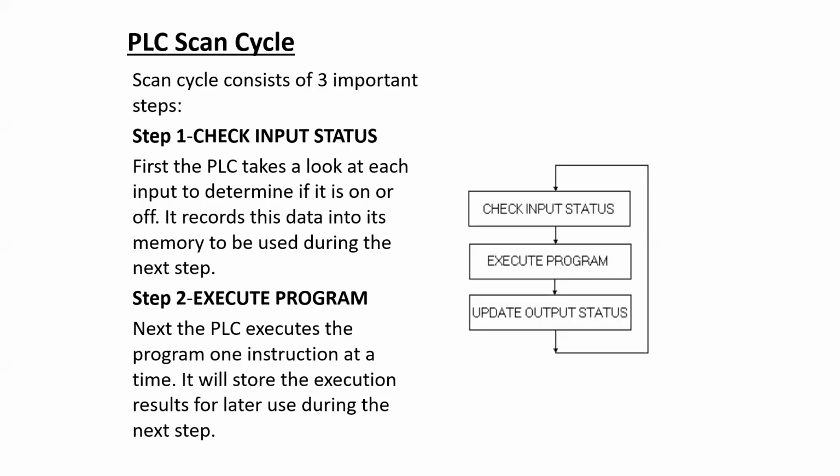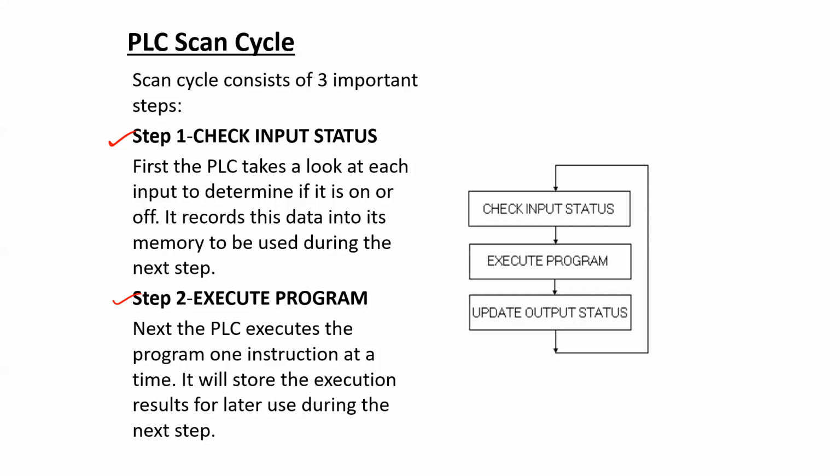So in the first step, it checks all the input bits, or the status of each of the input ports, and it stores that data into its memory to be used in the next step. And the next step is to execute the program or execute a particular instruction.